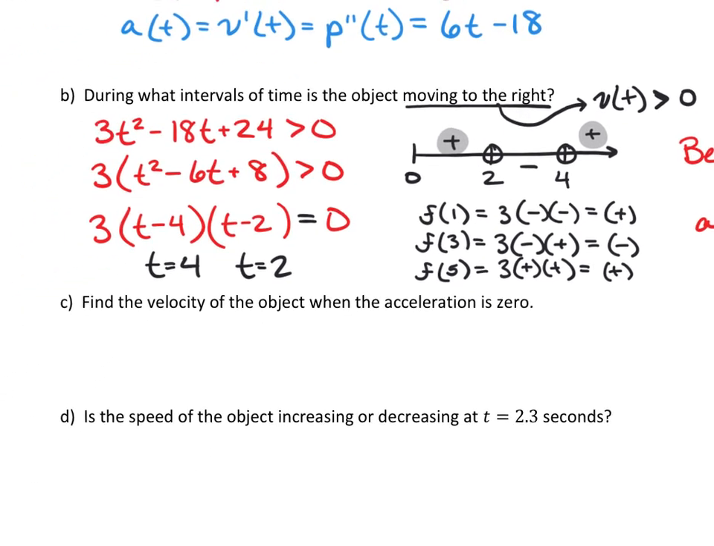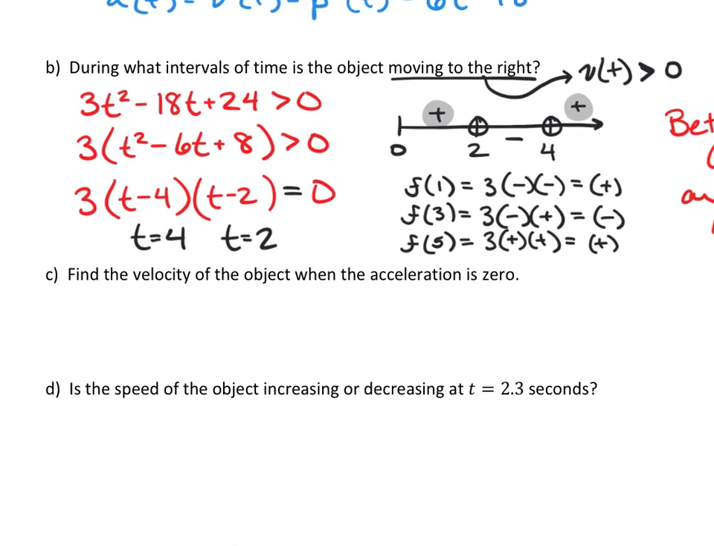So if we keep going with this idea, it says, find the velocity of the object when the acceleration is 0. Okay, the acceleration being 0 is something I can work with. Don't we have an equation for acceleration? We already found it earlier. It was the second derivative of position. What was that equation for acceleration? 6t minus 18. We're just wanting to see how to solve that for when it's equal to 0. That's a quick little solve. Add 18, divide by 6. What is t equal to? 3. So at time 3, the acceleration is 0.